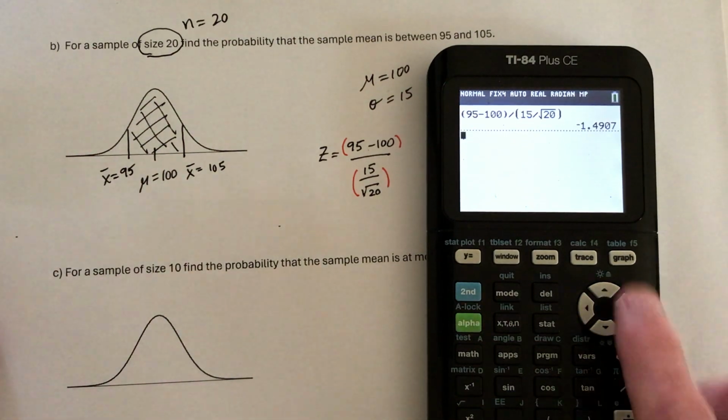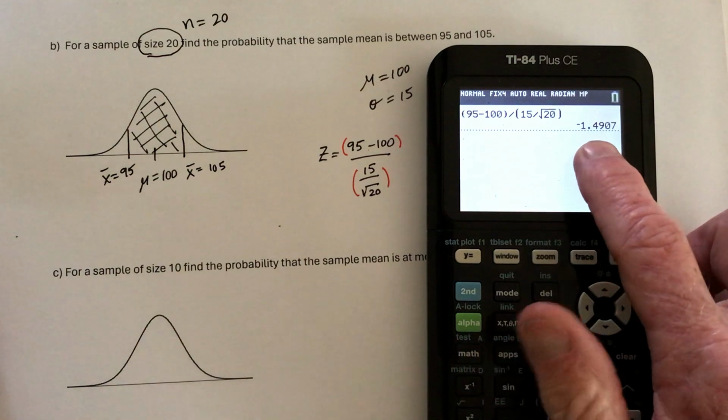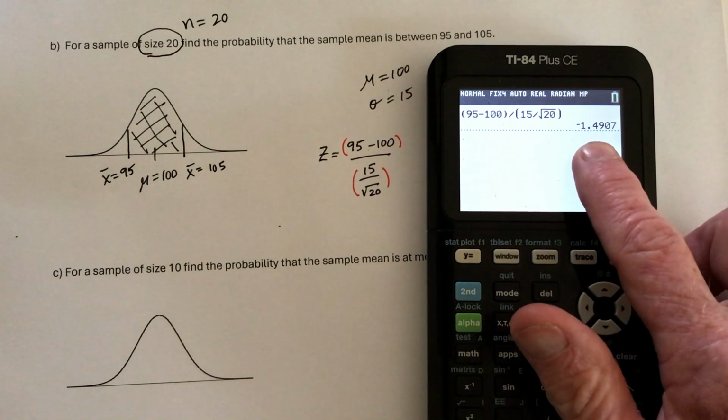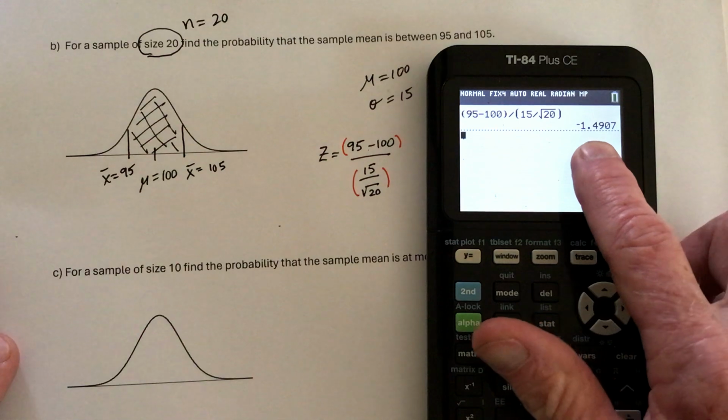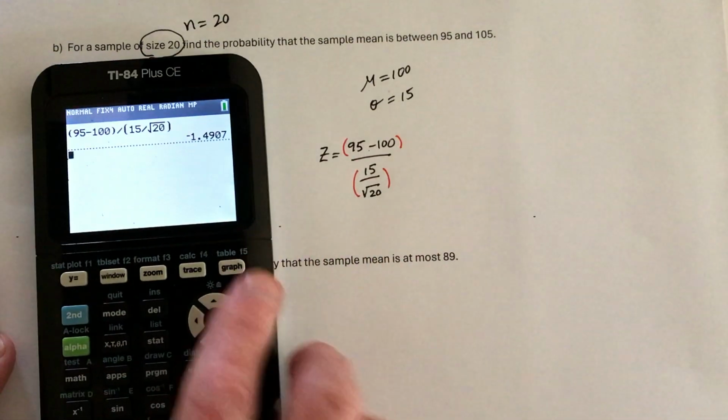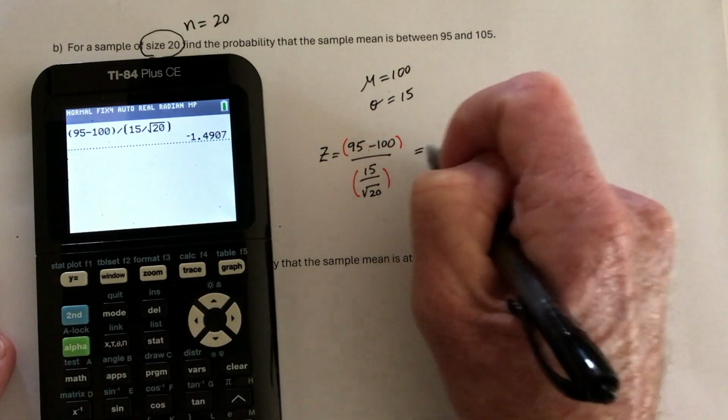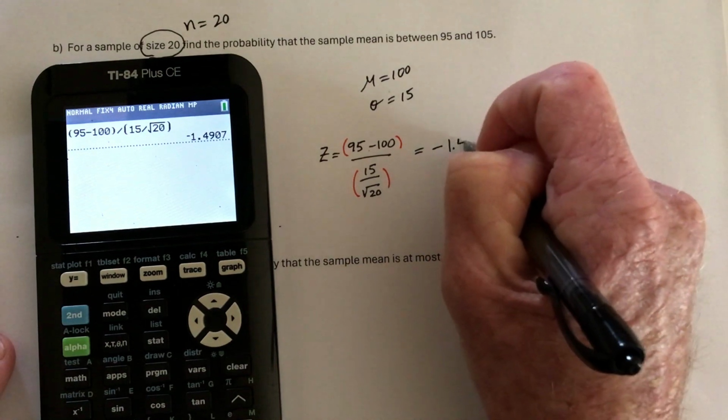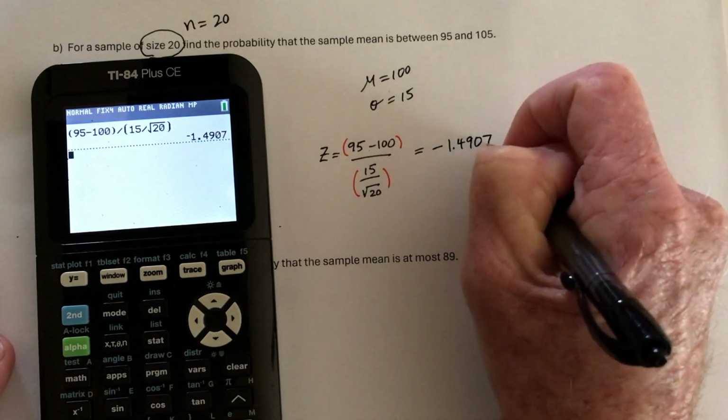And that is a z of, now if I was going to use the table, I would actually round it, but because I'm going to use the calculator for this last part, I'm not going to round it. I'm just going to leave it like that. Negative 1.4907.